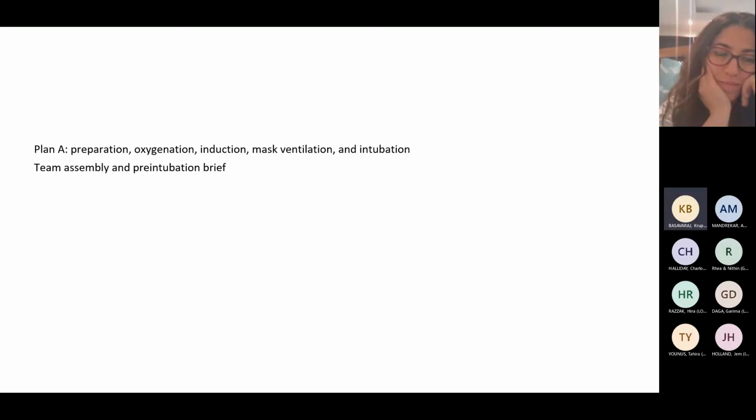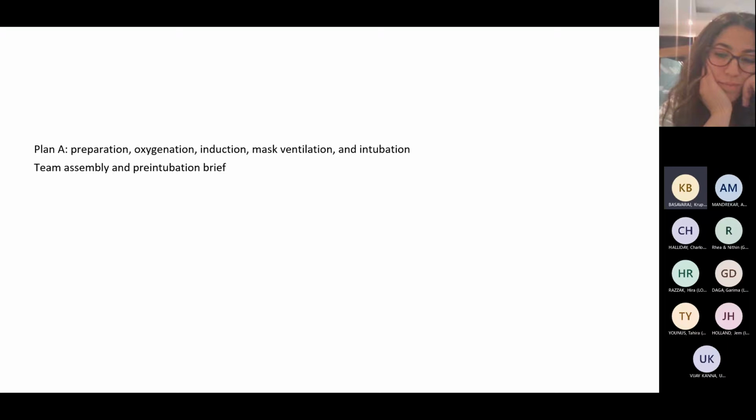In terms of plan A, you have to prepare, oxygenate, induction, mask ventilation, intubation. Make sure that there's a team leader who has already assigned the roles, and share the plan as to what it would be, and make sure you have any comments. You would always have shared your points as well. Any further expertise should be decided at this point. Prepare your equipment and drugs which are necessary.